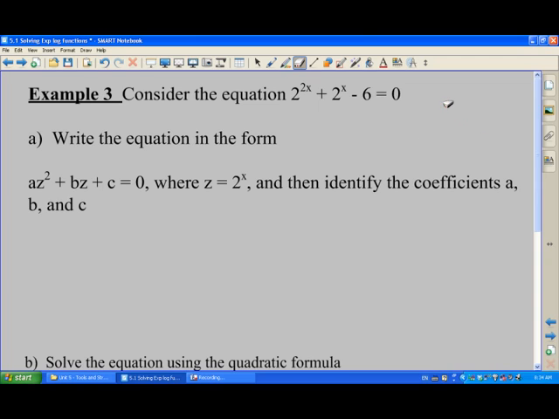There is no way that I can manipulate this equation that I'm given so that I only have one term on either side of the equal sign. So I'm always going to have at least two terms on one side of the equal sign. So the strategy for this question is to write the equation in a different form. I'm going to write the equation in the form a times z squared plus b times z plus c equals 0. So I'm going to write it in quadratic form.